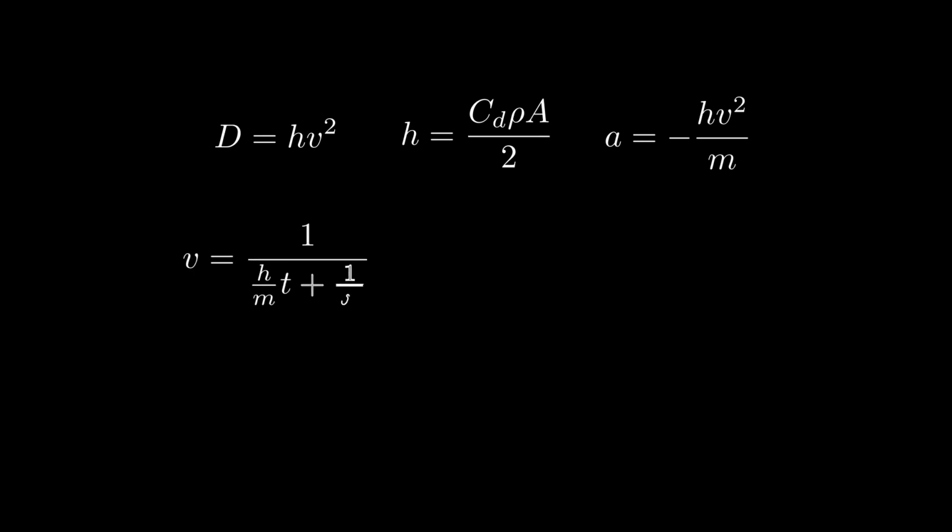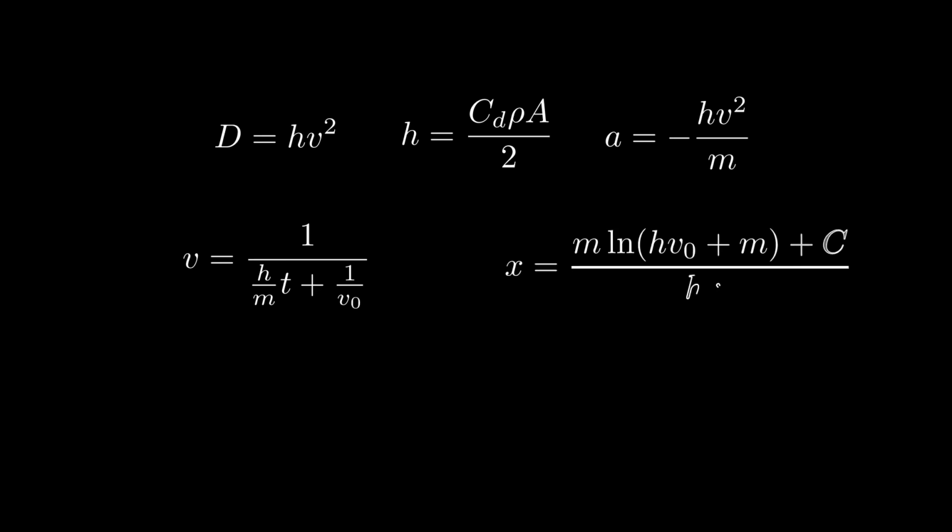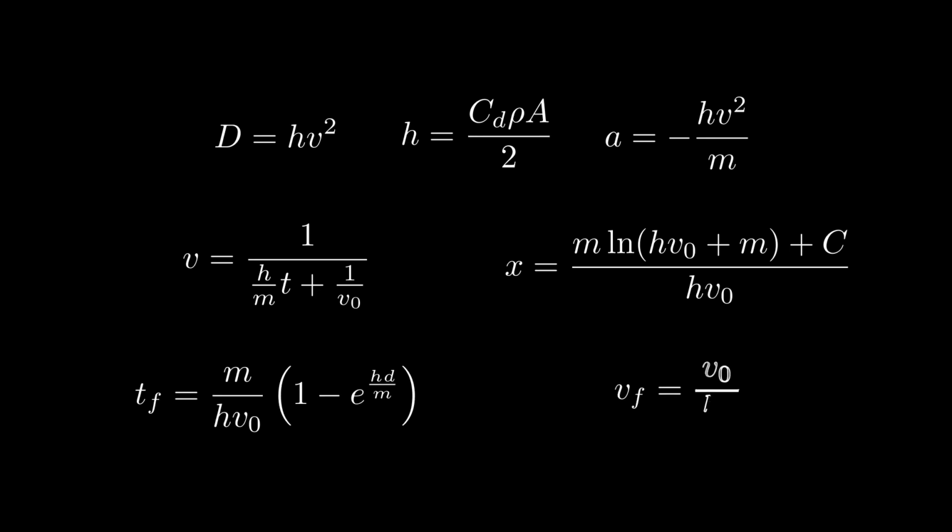Next, because we know that the derivative of velocity is acceleration, we can integrate our formula for acceleration to get velocity. By using that same logic, if we integrate again, we come up with an equation for the position of the spear. Next, by solving that position equation for time, we can plug in the total distance the spear travels, d, into position to give us the final time. Finally, by plugging in that final time into our equation for velocity, we are left with an equation for the final velocity of the spear.